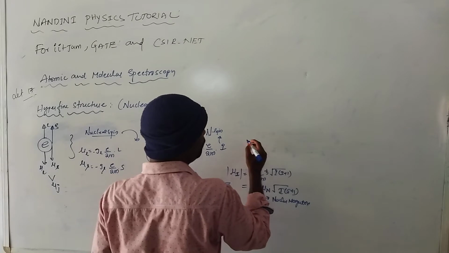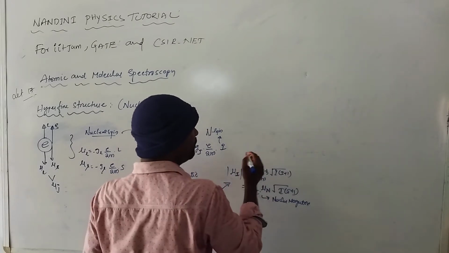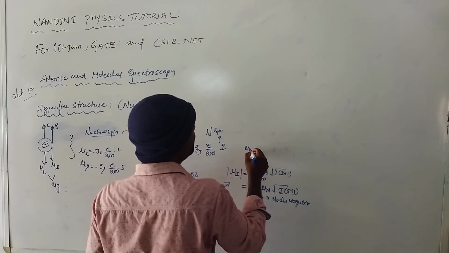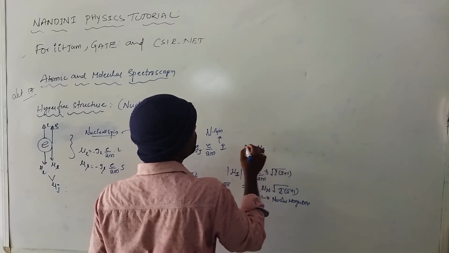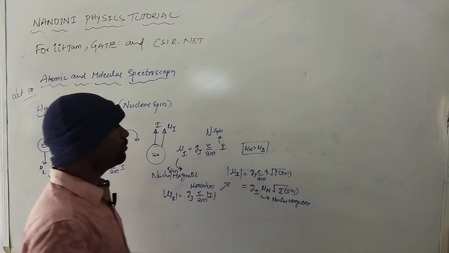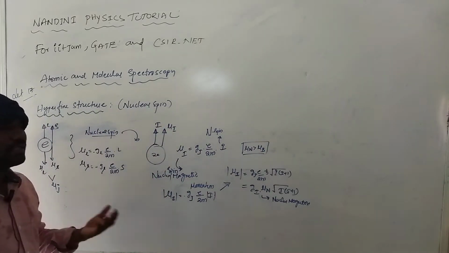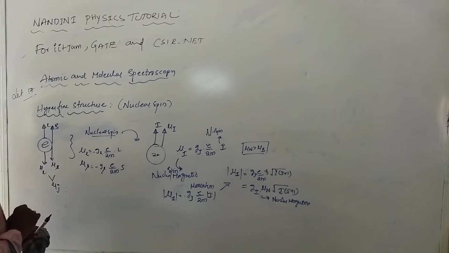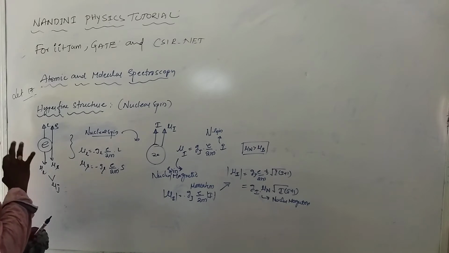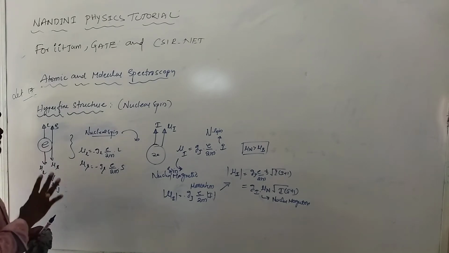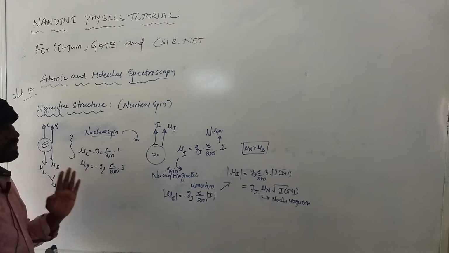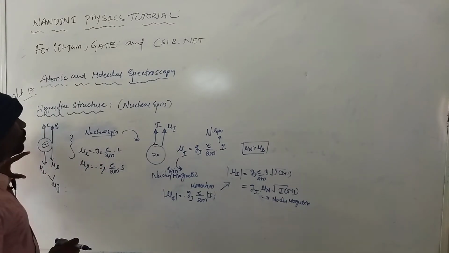Every time, first of all, you remember the very important point: the nuclear magneton is much greater than the Bohr magneton. So this is about nuclear spin and nuclear spin magnetic moment. I want to find out and explain the hyperfine structure. How will you identify the hyperfine structure? By using this concept, the concept of nuclear spin.